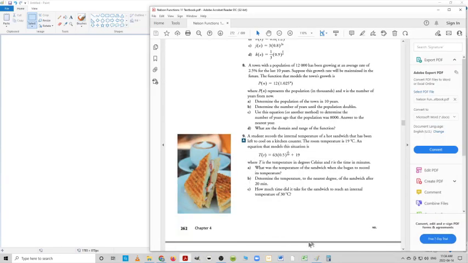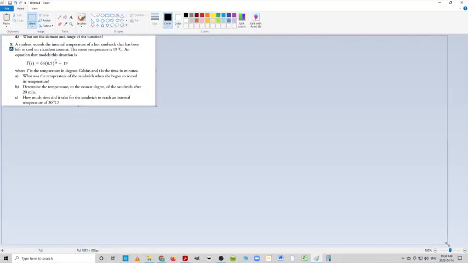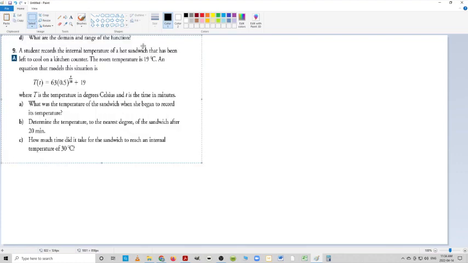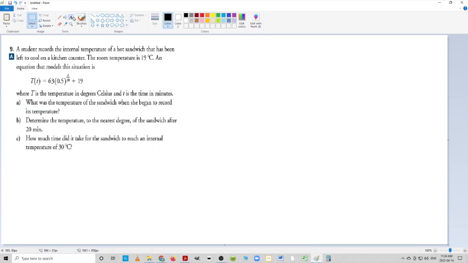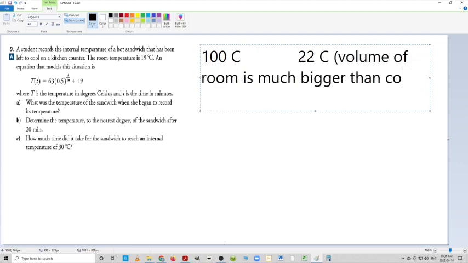All right. Number 9. A student records the internal temperature of a hot sandwich. Now here's a little bit of science for you. If I leave an item that's hot in a room, there's a little trick to understanding what the maximum temperature is going to be. If I leave an item that's boiling, 100 degrees Celsius, in a room that's 22 degrees Celsius, guess what? This coffee, if the volume of the room is much bigger than the coffee, is going to cool down. And the room is going to heat up a tiny bit, but depending on the volume of the room versus the volume of the cup of coffee, it's not really. So slowly this coffee is going to cool down until it reaches the room temperature.